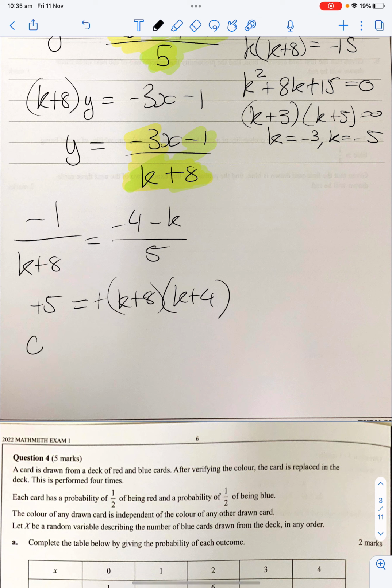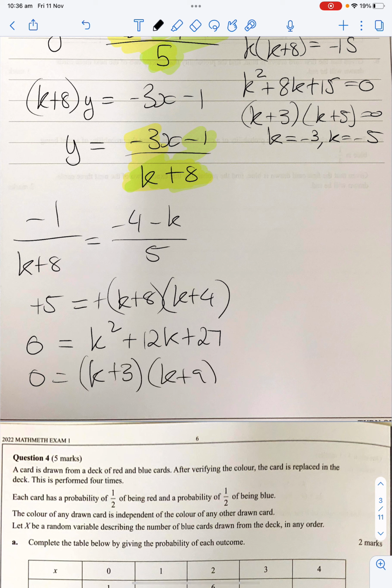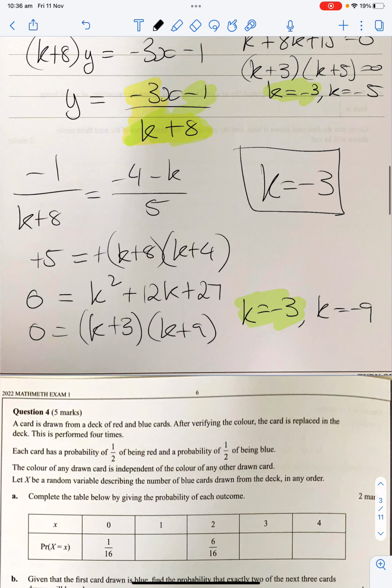And then I have 0 equals k squared plus 12k plus 32 minus 5, so plus 27. So 0 equals k plus 3, k plus 9, so k equals negative 3, k equals negative 9. So the only one that is true in both of them is the negative 3. So there's our only solution, k equals negative 3. Next question.